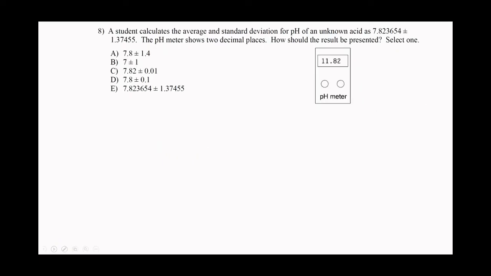A student calculates the average. The standard deviation for the pH of an unknown acid is 7.823654 plus or minus 1.37455. The pH meter shows 2 decimal places. How should the result be presented?